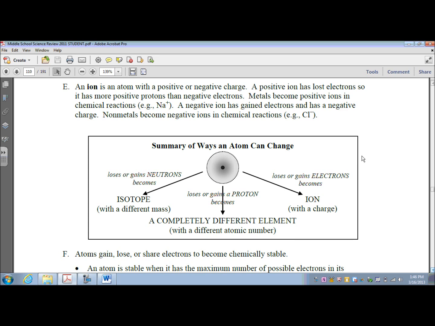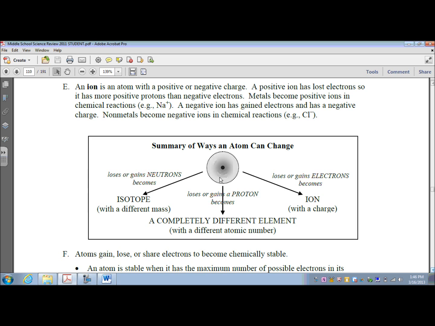Summary of ways an atom can change. There are 3 different ways an atom can change. The first is if it loses or gains neutrons. In that case, it would become an isotope, meaning it would have a different mass. The other way is if you lose or gain a proton.